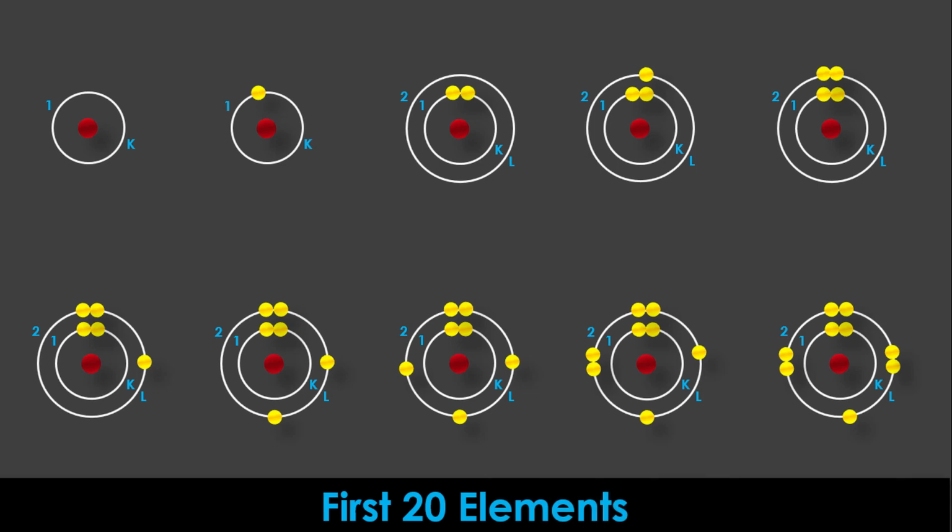Let's now look at the electron distribution of the first 20 elements based on the KLMN notation. Hydrogen with 1 shell and 1 electron has a configuration of 1. Helium with 1 shell and 2 electrons has a configuration of 2. This completes the maximum number of electrons in energy level 1. Hence, the third electron will move to the next shell or energy level, which is 2, which makes lithium with 3 electrons have an electronic configuration of 2,1.